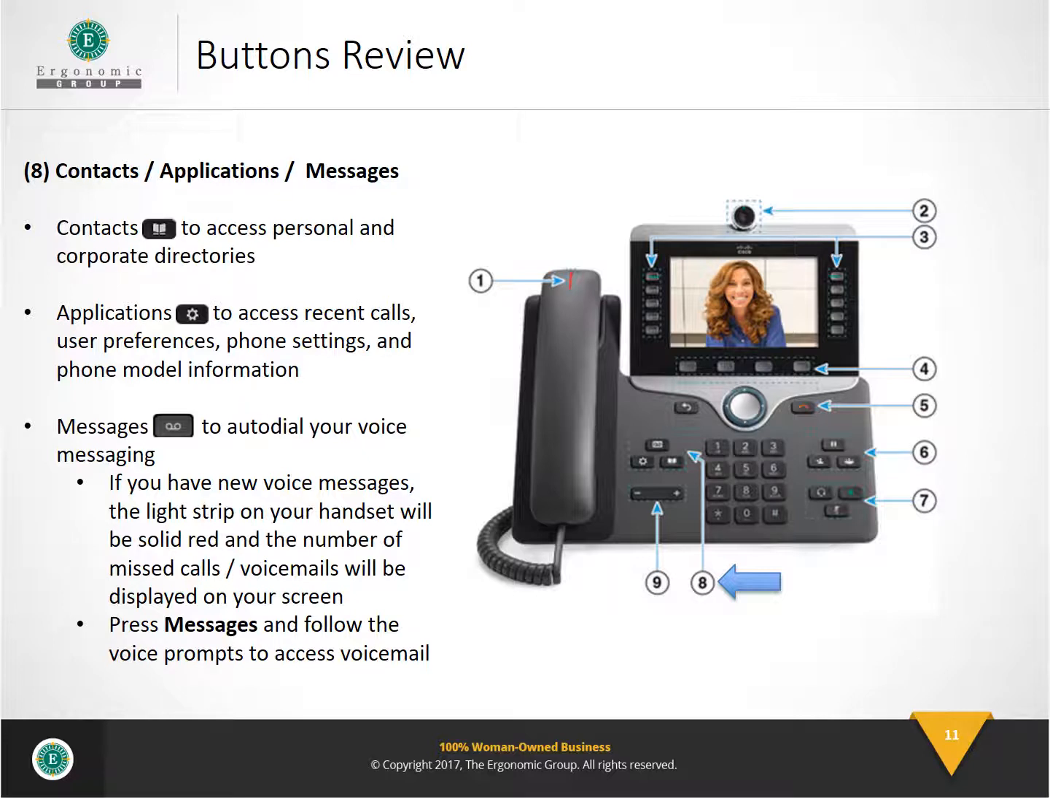The Messages button is used to auto-dial your voice messaging. If you have new voice messages, the light strip on your handset will be solid red, and the number of missed calls and voicemails will be displayed on your video screen. Press the Messages button and follow the voice prompts to access your voicemail.